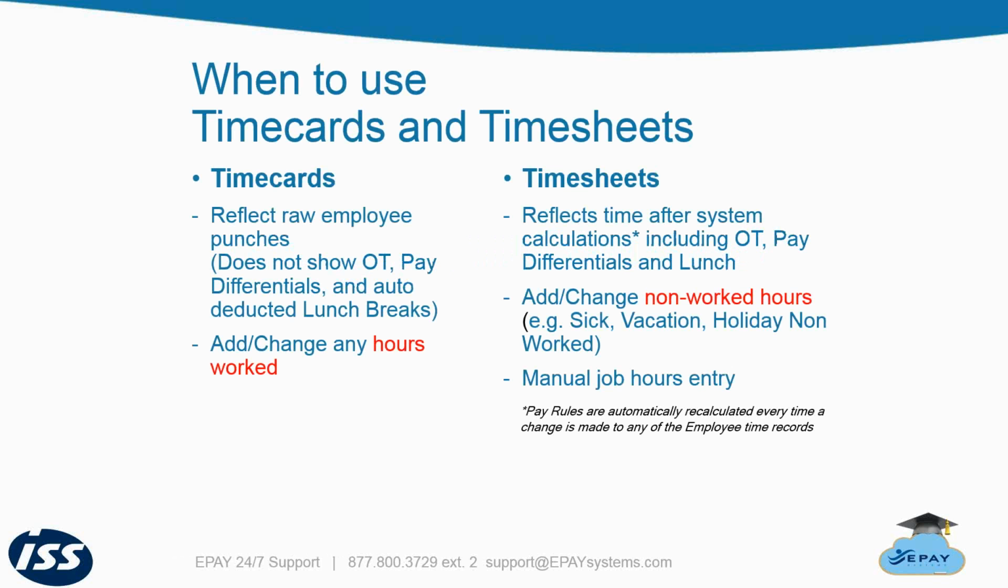The time cards are going to reflect the employee's raw punches. So when I go in the system and look at a time card, I'm going to be able to see that the employee punched in at 7:01 a.m. and they left at 3:37 p.m. Those are the raw punches that will be reflected on the time card. It will not show any overtime. It's not going to show pay differentials. It's not going to show you any lunch breaks that may be automatically set up in the system to be deducted automatically.